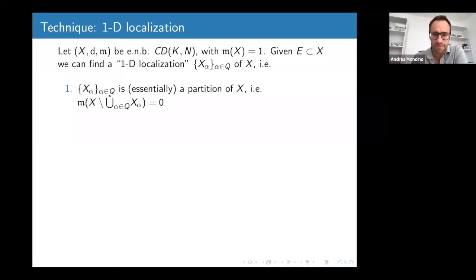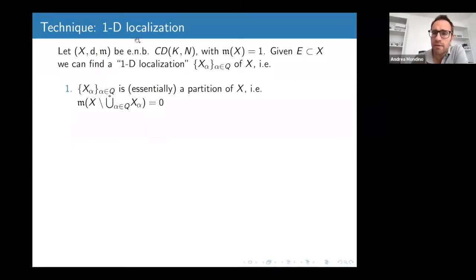So more in practice, what is a one-dimensional localization? So we have a space (X, d, m). If you are not familiar with metric spaces, X, d is a metric space, m is a probability measure over it. If you're not familiar with this framework, just think of a Riemannian manifold with the Riemannian distance, and there's a volume measure m: you take the volume measure of the manifold and you normalize it by the total volume of the space, so to make it a probability measure, assuming that your manifold is compact.